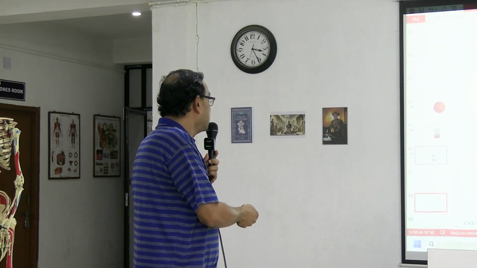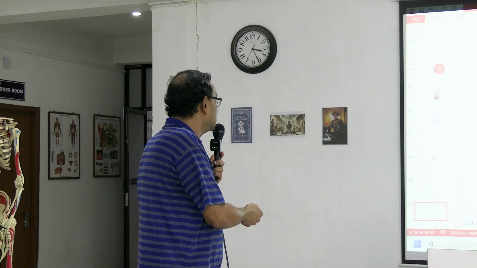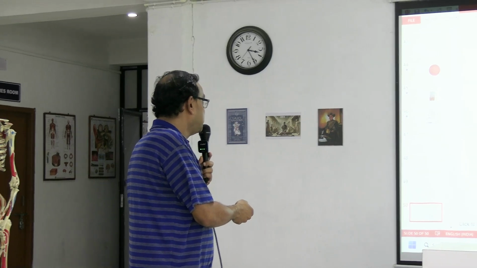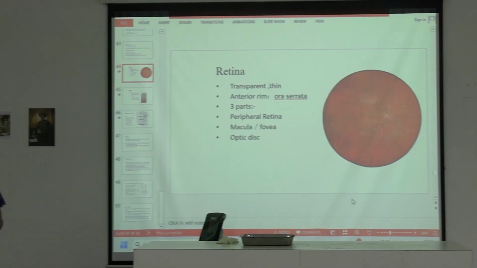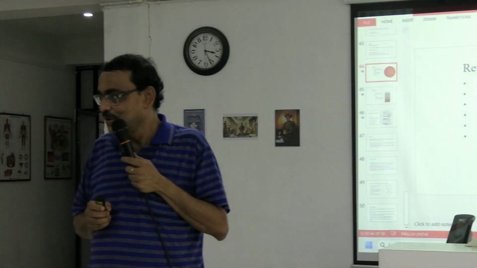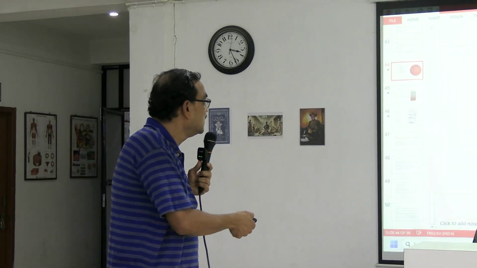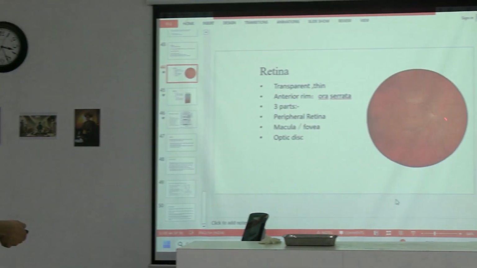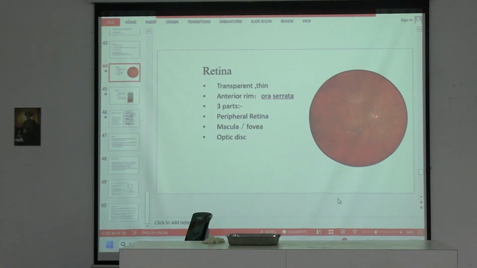Now we can find the picture of, this is the ophthalmoscopic view of the retina. Here you can find this area. This is called the optic disc, and you can see the optic nerve, and you can see the blood vessels coming out. Some are darker, some are bright red. Bright reds are the arteries and darker ones are the veins.